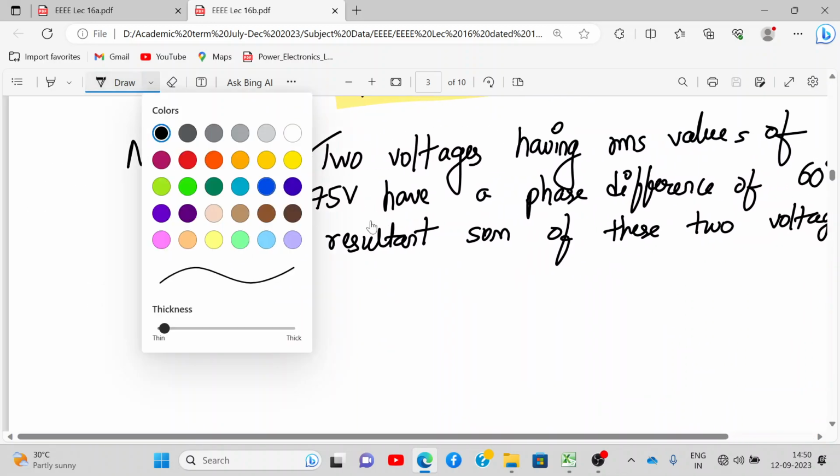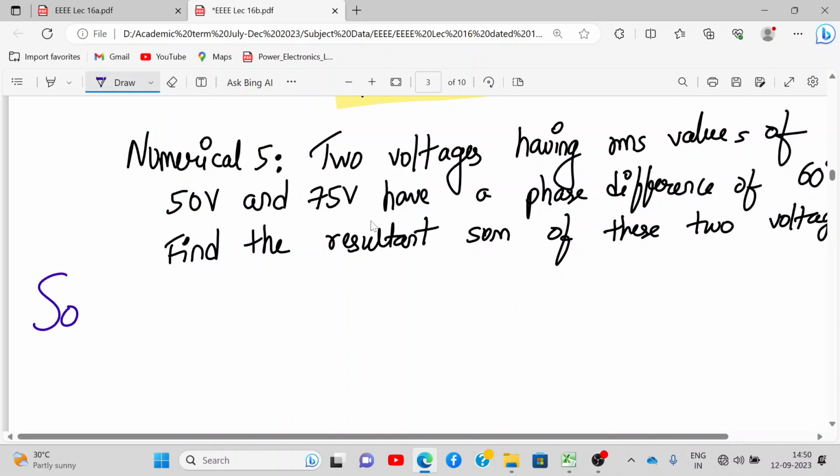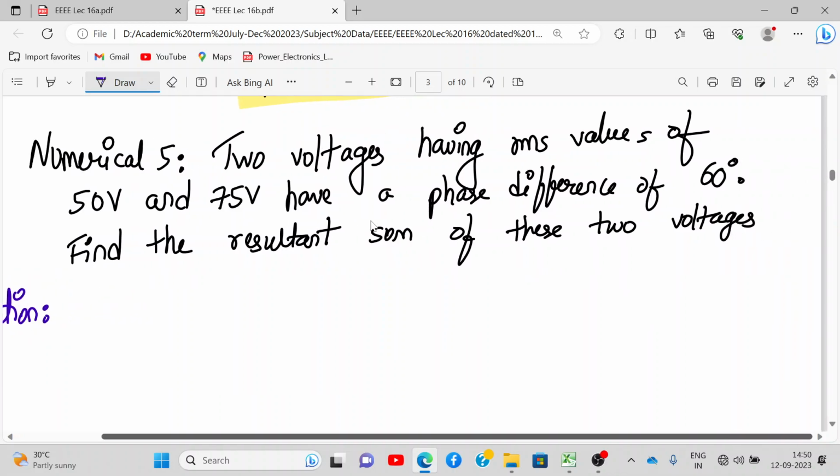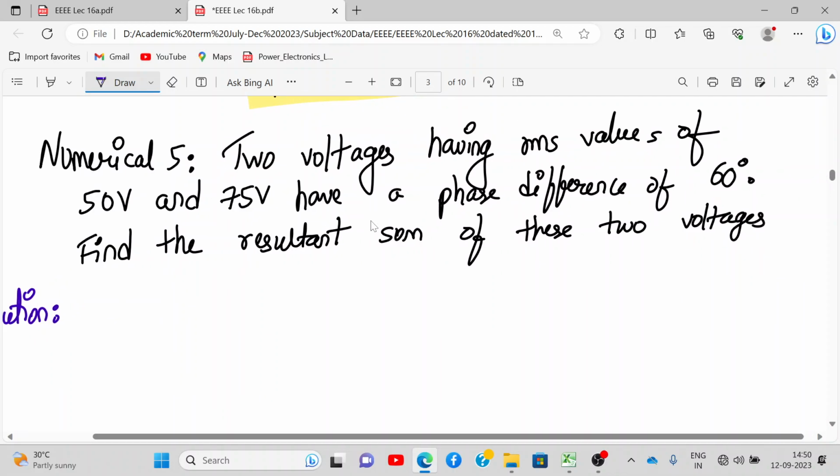Now, come on. I'll give you 2 minutes. Try to solve this on your own. I'll not give you any clue. Please try to solve this on your own. Two voltages having RMS value of 50 and 75 have a phase difference of 60 degree. Find the resultant sum of these two voltages.